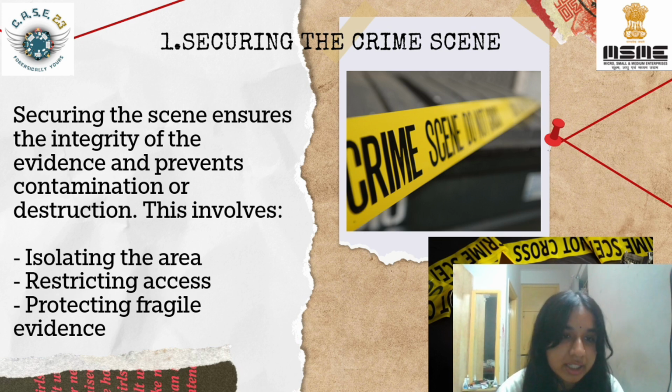This involves isolating the area, restricting any sort of access, like I've mentioned, protecting fragile evidences. So the first responding officer, whoever is the one entering the crime scene or encountering the crime scene firsthand, it is his or her duty to secure the crime scene by limiting access to the scene and also preserving the scene with minimal contamination.